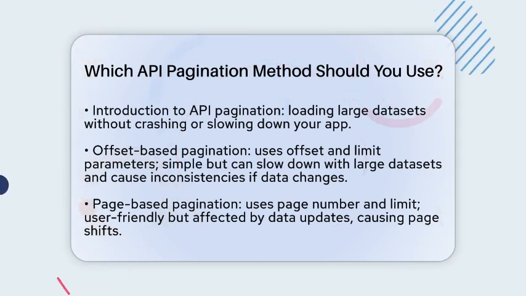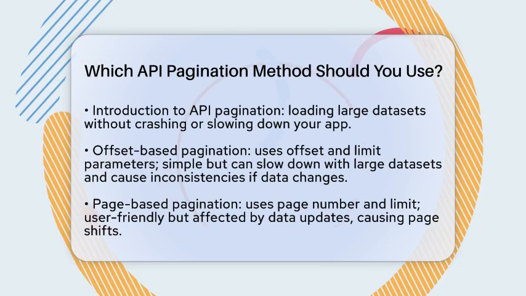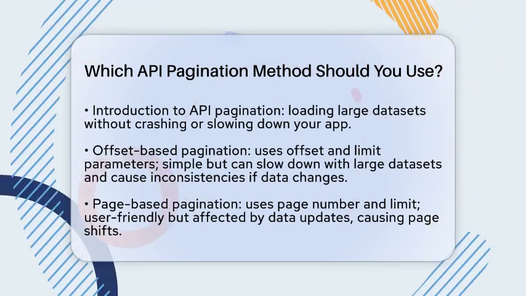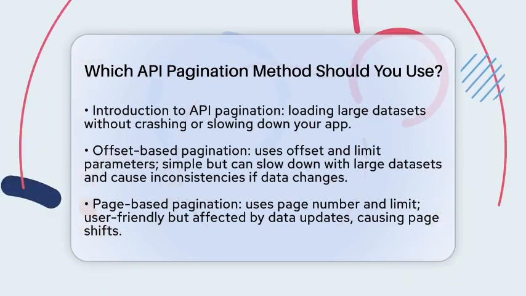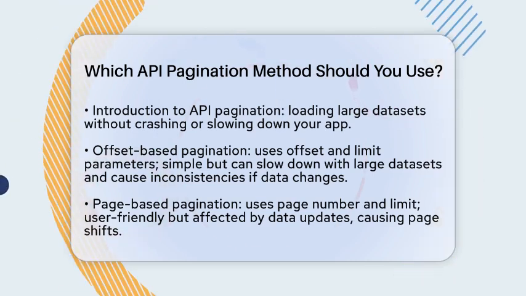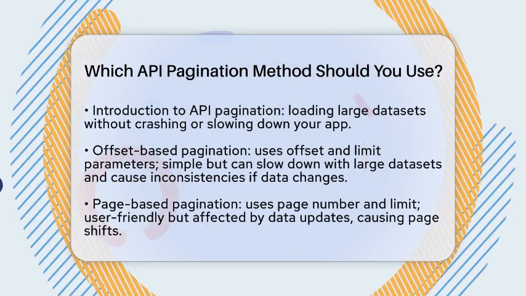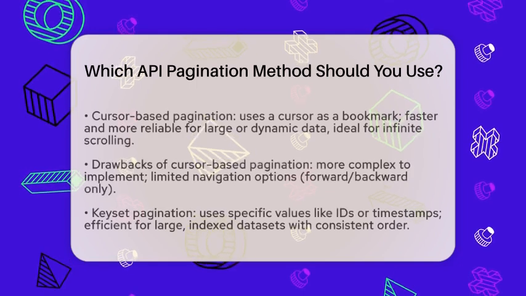But if you have a huge dataset, offset can slow things down because the database has to skip over many records. Also, if data changes during pagination, results might be inconsistent or duplicate.